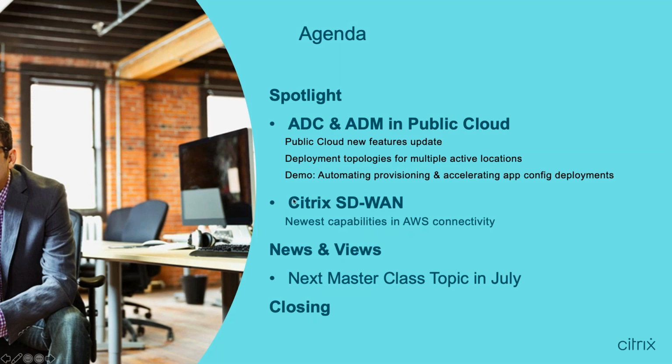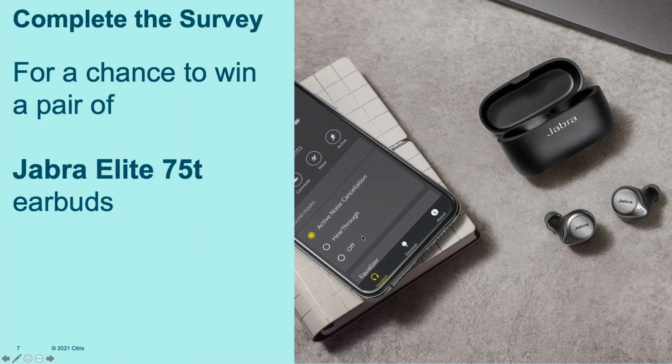After the demo, Jas Garrett will be showing us what's new and complete with SD-WAN in the AWS public cloud specifically. So stick around, you're going to see a lot of new content on the ADC, ADM, and even a brand new feature that just came out last week on SD-WAN. And then rounding things out at the end of the hour, maybe a little bit past, I'll be covering some news and views and revealing what our topic will be for the next month in July.